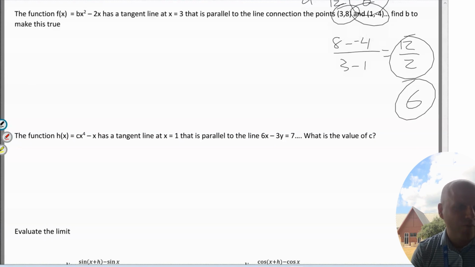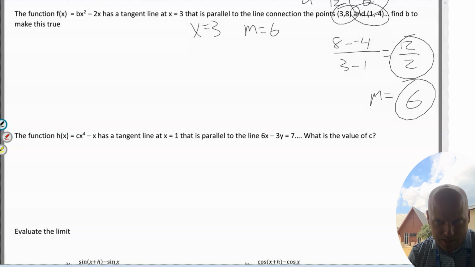Every single time you find the slope equation, you actually use the slope formula. It's just like the slope formula was used to develop the rule. The rule is very easy to understand and follow. Okay, m is 6. When x is 3, my m needs to be 6. When x is 3, this slope needs to be 6.